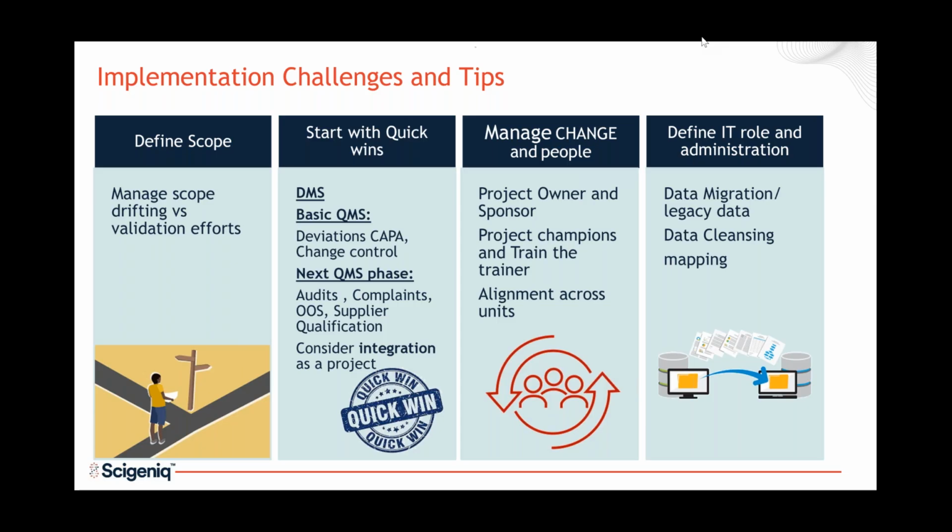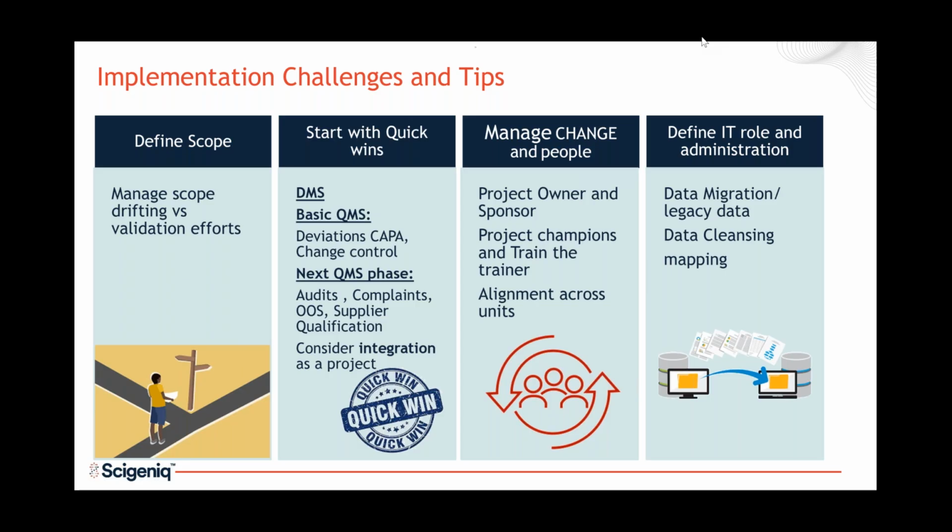So for example, the most frequently used quality module perhaps is going to be deviation and CAPA. So you start with your deviation and CAPA, and then you move with change control, and then you start implementing the others like audits, complaints, out of specification, supplier qualification. One tip here is basically the integration. Integration is very important. Some companies would like to integrate their quality system with ERP, with other systems. This is very important, but at the same time, you need to have a separate project for that.